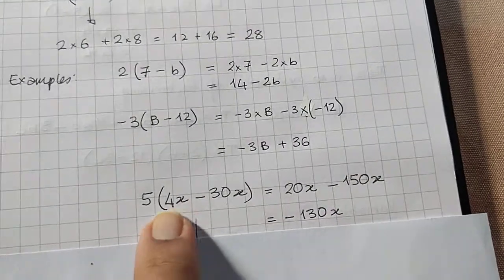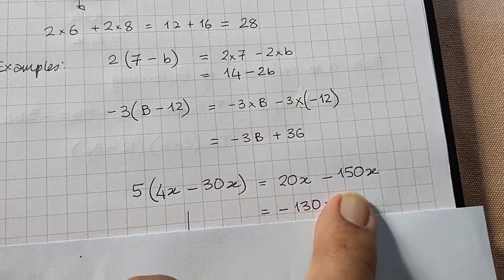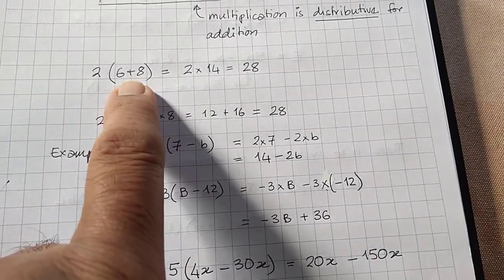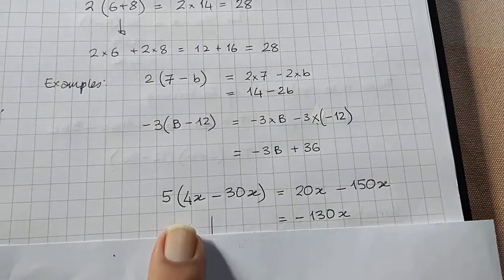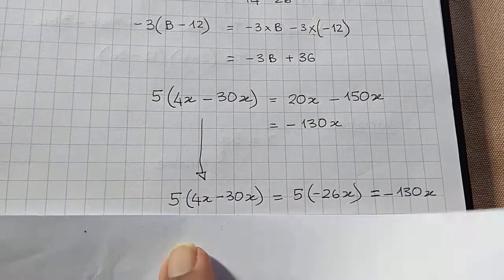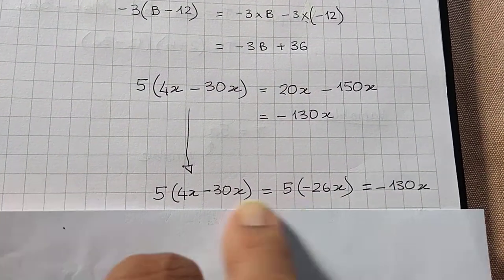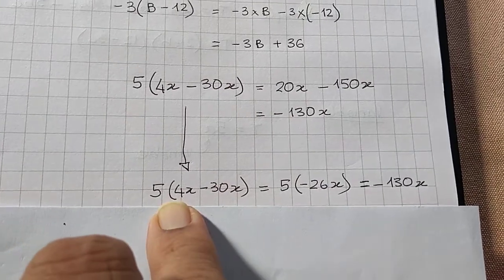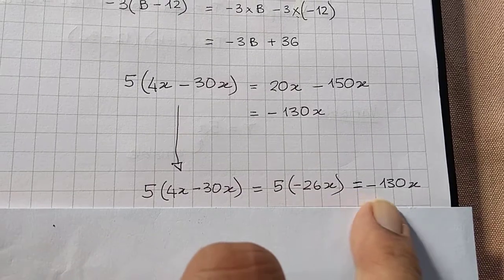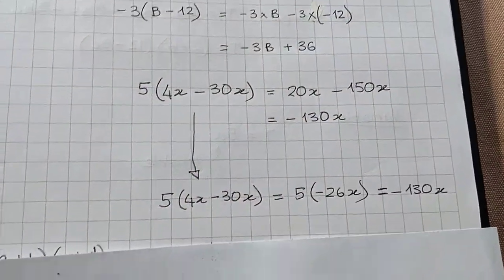You can also do, first, 4x minus 30x. Why do you need to expand before solving? You can see it's the same as here, where 6 plus 8 we took as 14. Here also we can take 5 times 4x minus 30x as 5 times minus 26x, because 4x minus 30x is minus 26x. This if you do, you'll get minus 130x, which is the same as here.